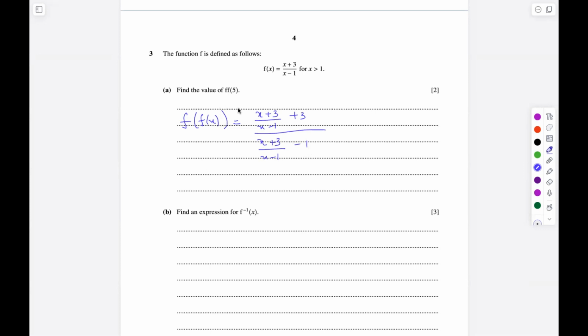Now as we're substituting 5 in place of x, this will become 5 plus 3 upon 5 minus 1, plus 3, divided by 5 plus 3 upon 5 minus 1, minus 1. So the numerator will be 8 upon 4, which is 2. 2 plus 3 will become 5. And the denominator is 8 upon 4, which is 2, and 2 minus 1 will be 1. So the value will be 5.